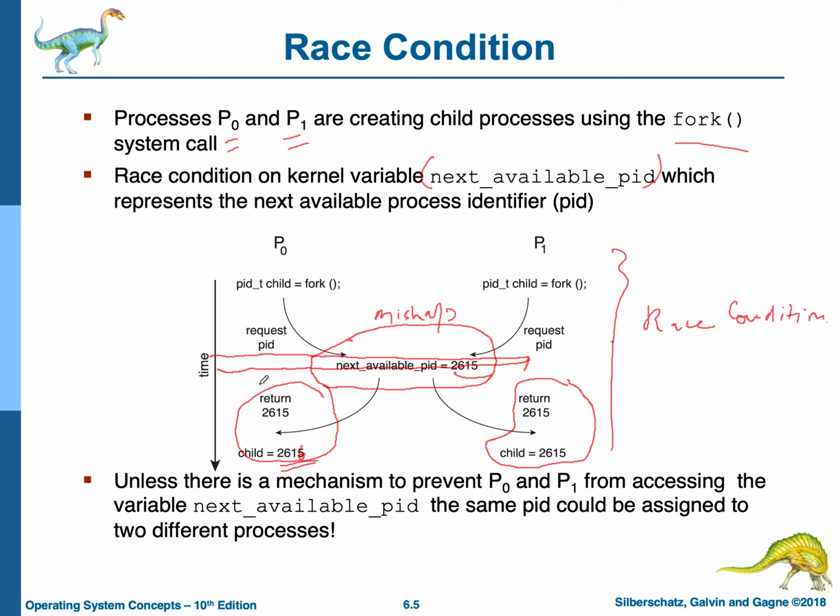So unless there is a mechanism to prevent P0 and P1 from accessing the variable next available PID, the same PID could be assigned to different processes. Now this is just one example, but there are several severe cases where this race condition is much worse, such as in CPU scheduling.